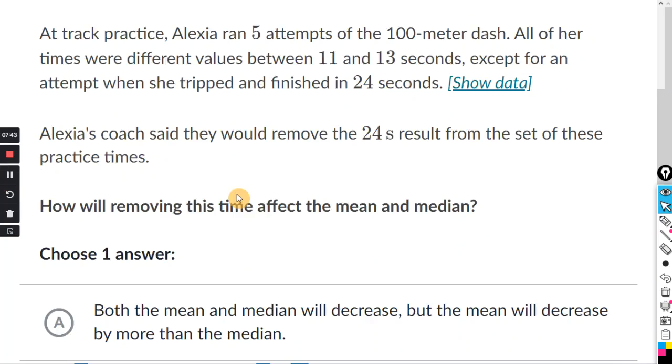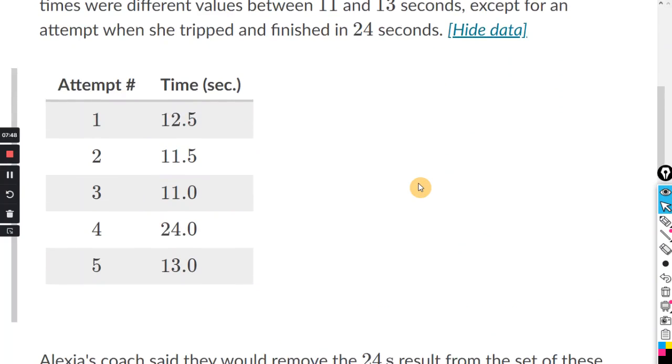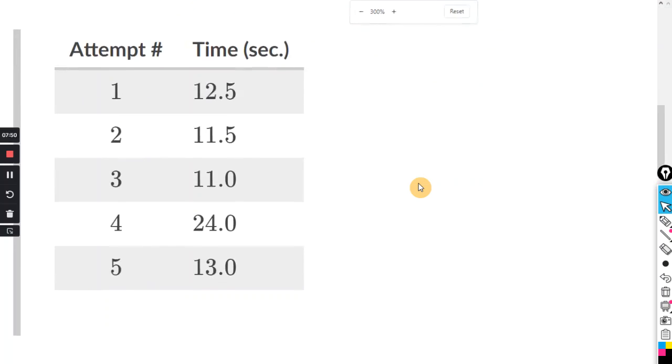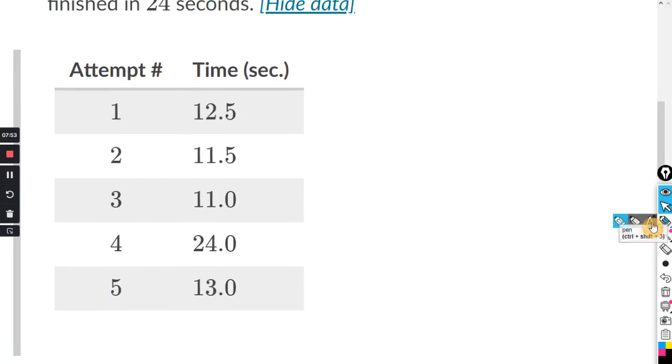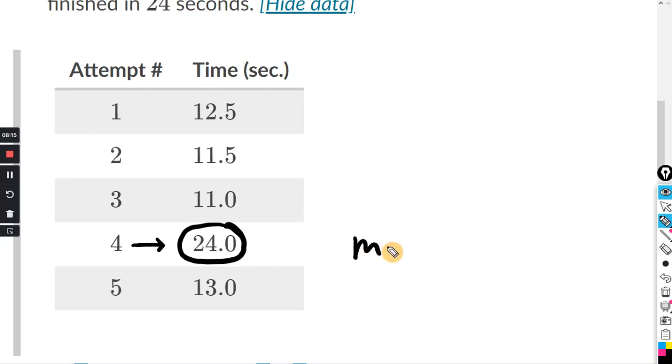All right, so again, we did cover this in the notes, but if it helps, you can click on show data. All right, and let's see. Here is the time that she got when she tripped. Okay, you can see that time is much higher than the other times because she fell and it took her longer to finish the race. So, if you remove, let's see, we have the mean and the median, right?